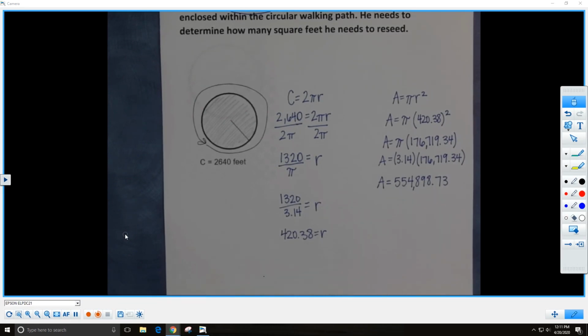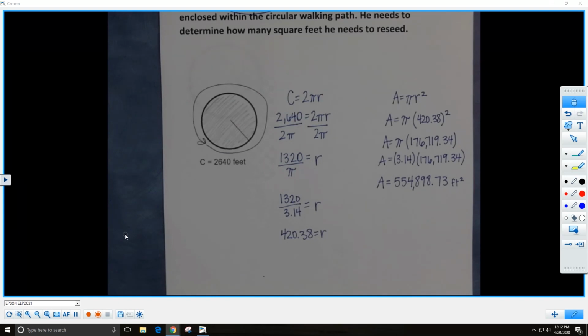So what does this number mean? Oh, let me add square feet there. What's that number mean? Right, it means that Rob will need enough seed to cover 554,898.73 square feet of ground. That is a lot of seed. Okay, so we've thought about finding the area given the radius, thought about finding the area given the diameter, and we've thought about finding the area given the circumference.